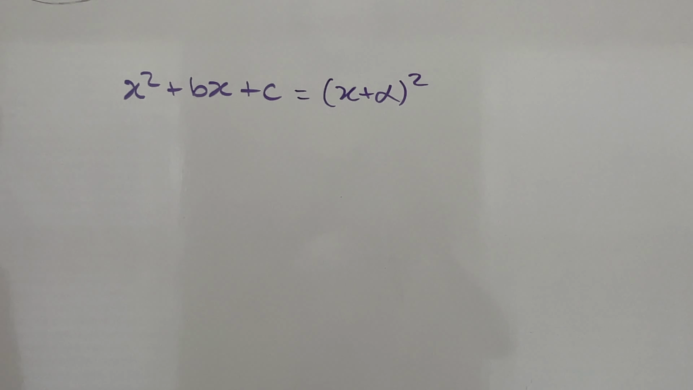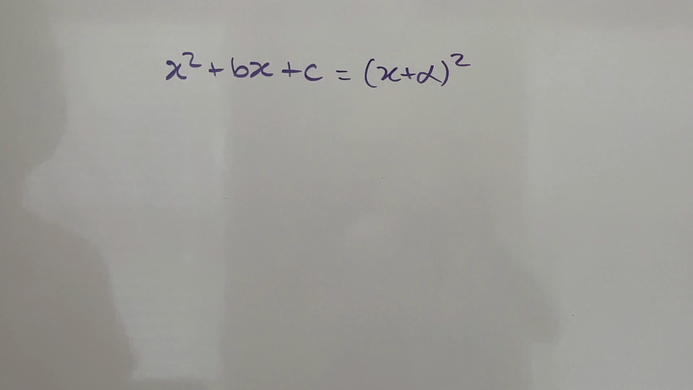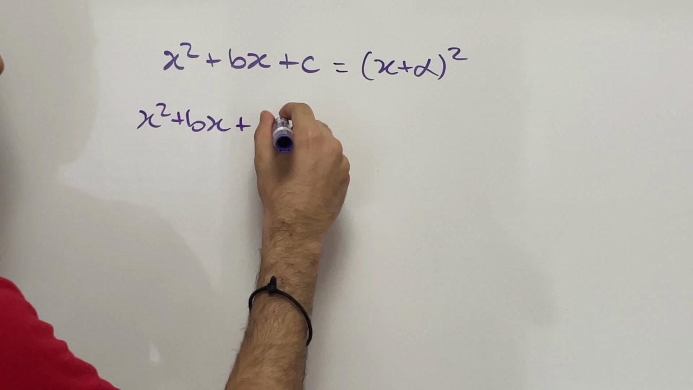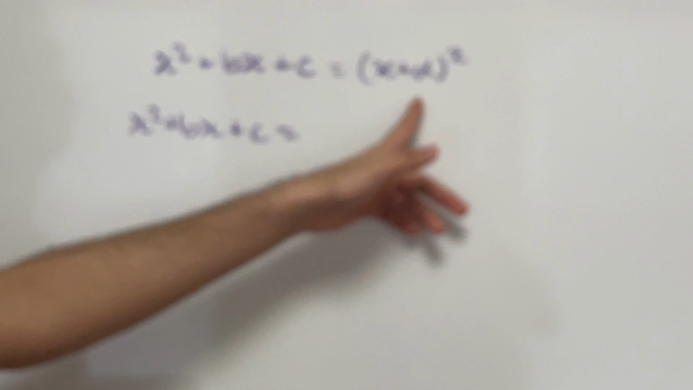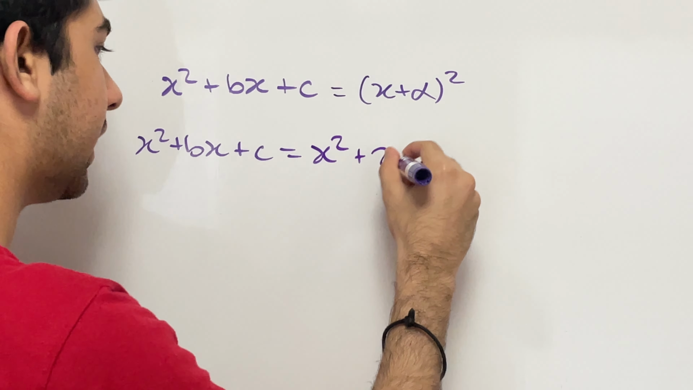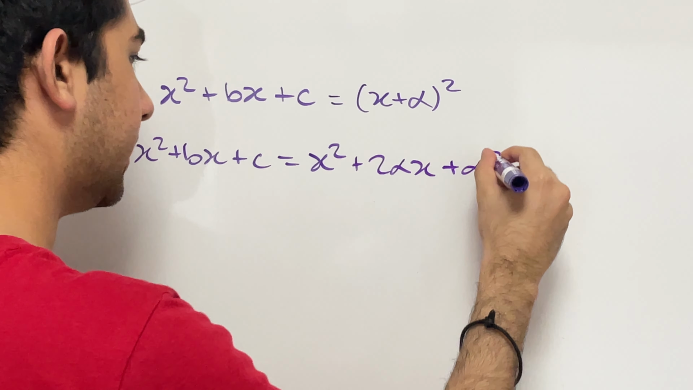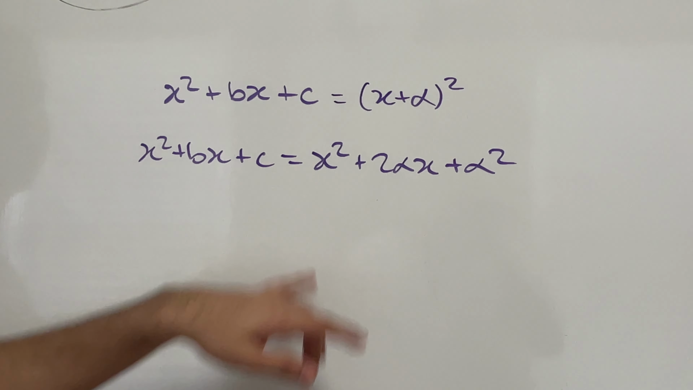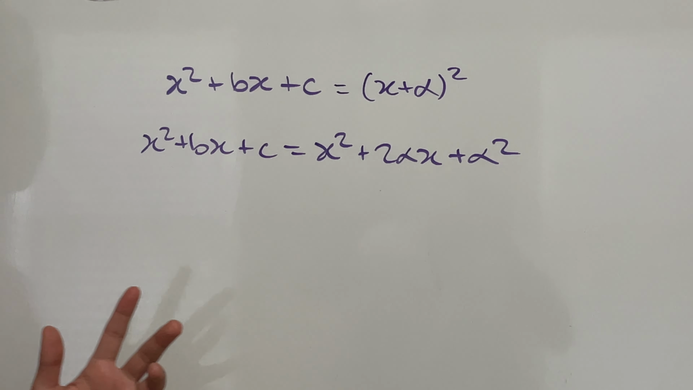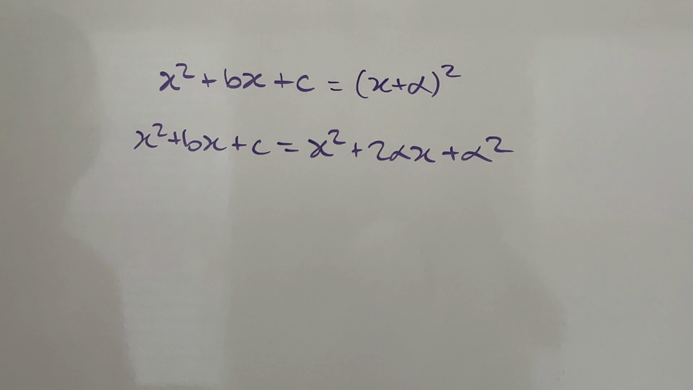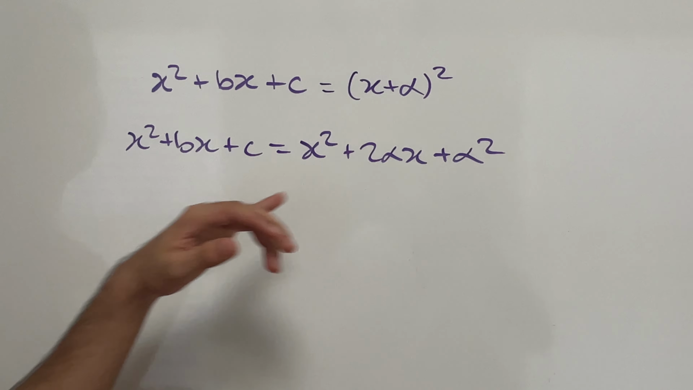Alright. Now, I think what I'm going to do, I'm going to copy the left hand side, right? x squared plus bx plus c. And then I'm going to expand out this side real quick. Alright? So I get x squared plus 2 alpha x plus alpha squared. Right? Simple expansion. Now let's see here. Since these two are equal, I think we can compare coefficients, right? x squared, they have the same coefficient. Alright, that's boring.